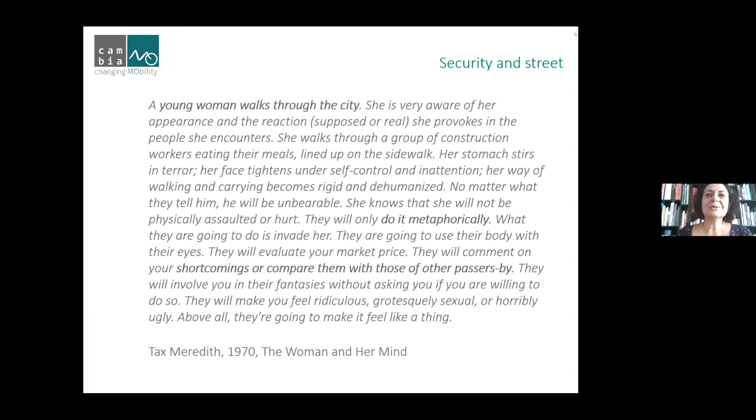I just leave it to you to read this extract from Tax Meredith, a book by a sociologist from Chicago, that was written in 17, but I think that the feeling of most women is not different today. And this is what we face when we go through a not secure space that could be a park.